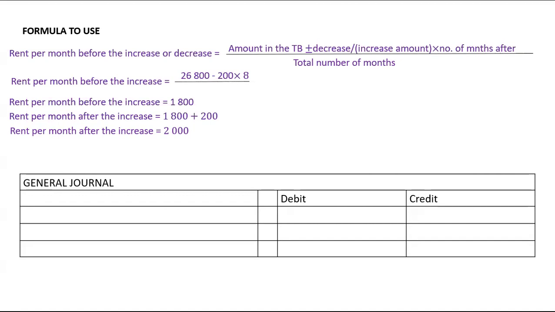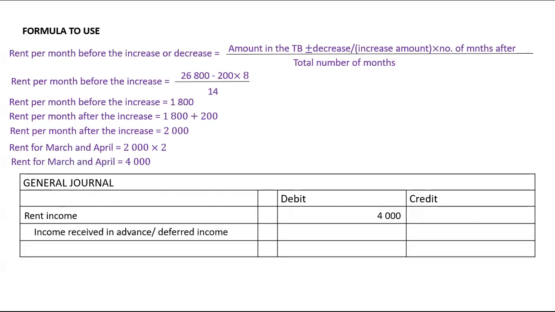So you will debit rent income and credit income received in advance by 4,000 rand, because we receive rent for 14 months. Again, I'm going to jump the general ledger and move to the financial statements.